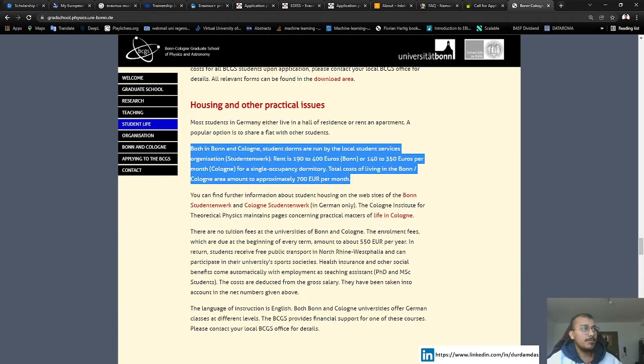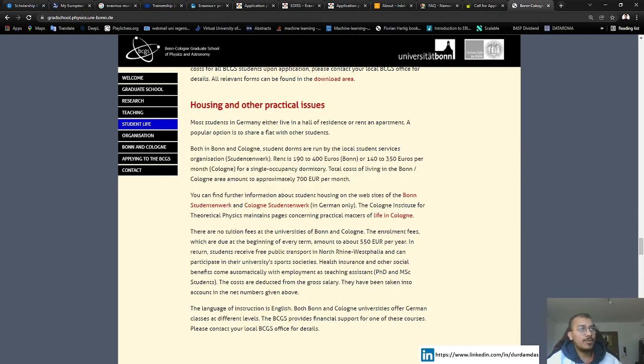And for example, the organization that you have to consult is called Student and Work, also called the Student Service Organization. So these people are related to the universities and they help the international students to find housing in reasonable prices. So in Bonn, the cost of rent per month could range between 190 to 400 euros. And in Cologne, it would range in between 140 to 350 euros, which is quite nice. And the overall cost of living would be close to 700 euros. If you want to know the whole cost of living, how you manage your finances, you can have a look at my previous video where I talk about all this topic in detail.